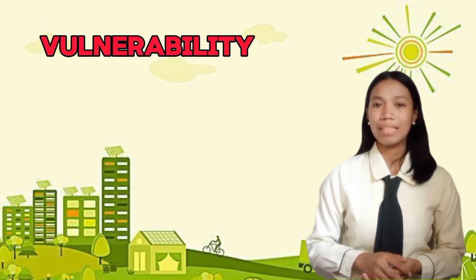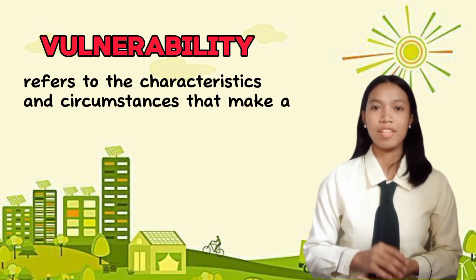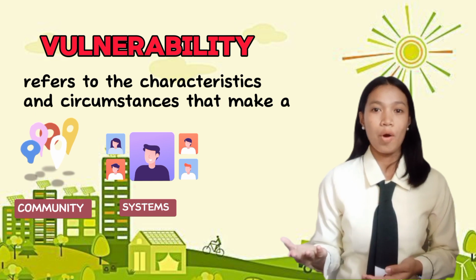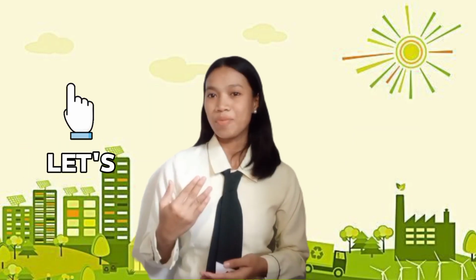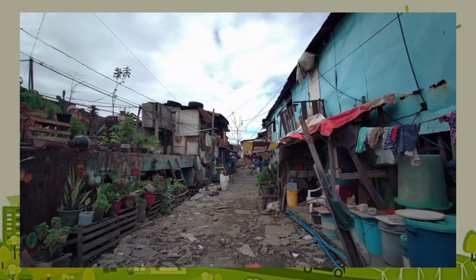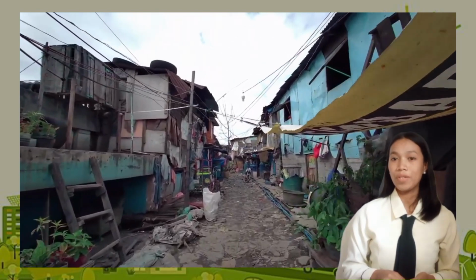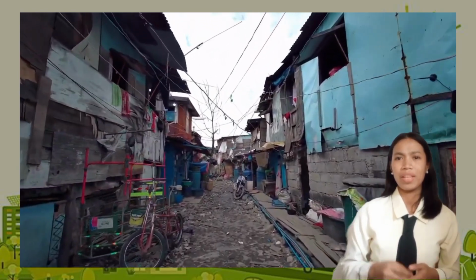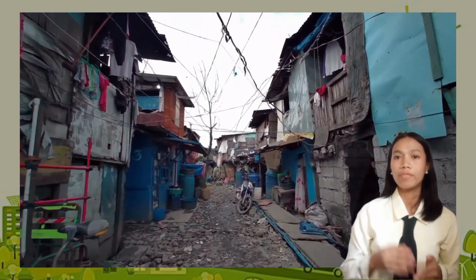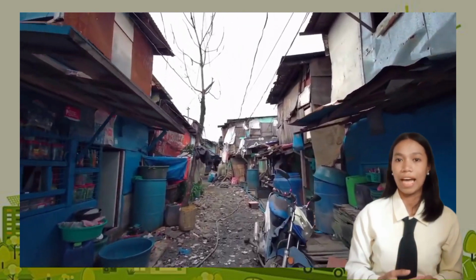Vulnerability. Vulnerability, on the other hand, refers to the characteristics and circumstances that make a community, system, or asset susceptible to the damaging effects of a hazard. Let's explore this further. For example, poor infrastructure. In the case of Typhoon Haiyan, communities with poorly constructed houses and inadequate infrastructure were more vulnerable to the storm's impact, resulting in greater loss of life and property damage.